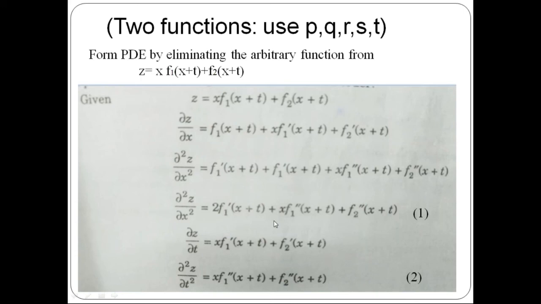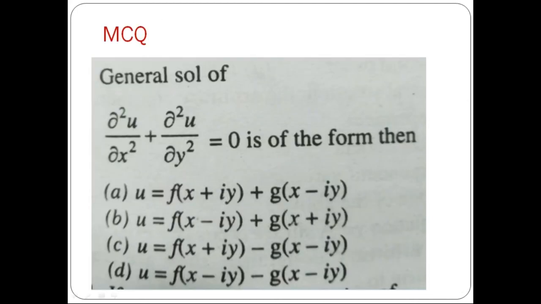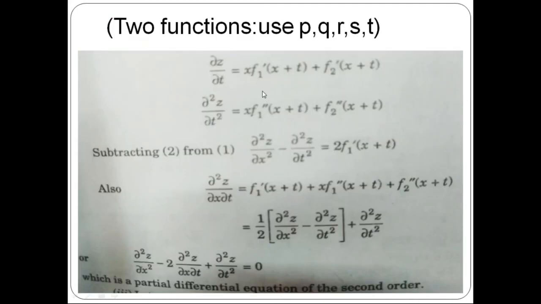Now how can I eliminate F1 dash and F2 dash? Now I have calculated ∂z/∂t. What will be the second derivative with respect to t? Now it will be x times F1 double dash here, and it will be F2 double dash here. If I subtract these two equations, I will get 2 times F1 dash of x plus t.